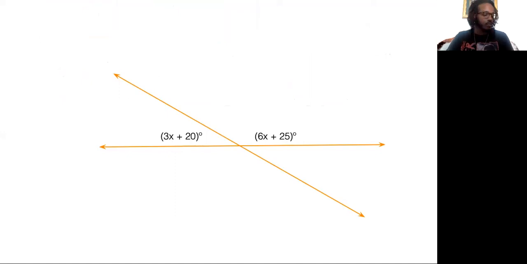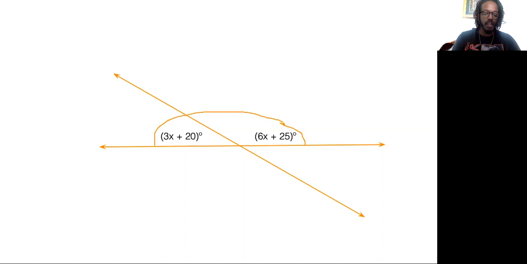Now, what algebra tells me is I don't know what the value of x is, but I do know if I take these two separate expressions and add them together, they should total 180 degrees. Here's how I know. No matter what the value of each expression is, when we add them together, they're both going to be on this straight angle, which means 3x plus 20 and 6x plus 25 together have to have a sum of 180 degrees.